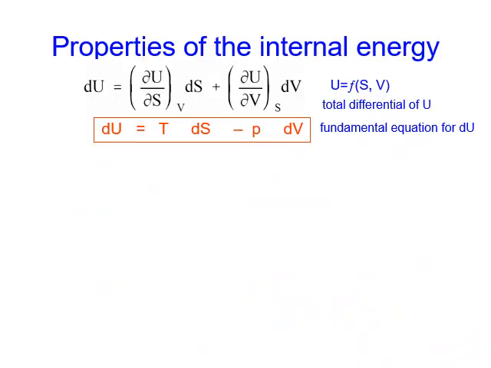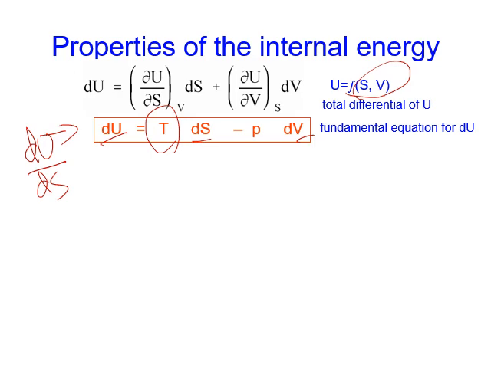In the last few slides, we derived the fundamental equation for internal energy, dU equals TdS minus pdV. This tells us that internal energy changes with entropy and volume. It's a function of entropy and volume. Temperature measures how fast internal energy changes with entropy. It is a derivative of internal energy with respect to entropy.